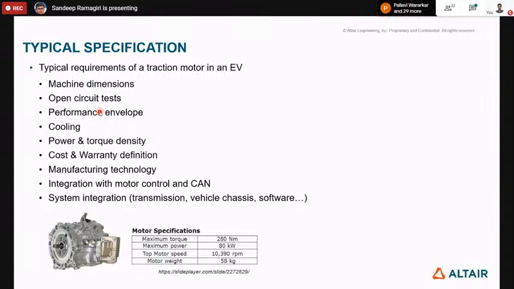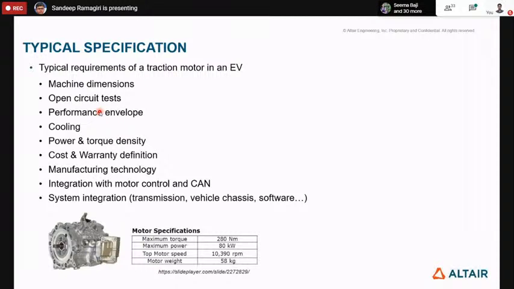Then he needs to look at the open circuit tests, basically to compute the back EMF, which gives the minimum voltage that we need to supply to the motor. Anything beyond the minimum voltage will be converted into useful mechanical energy. Then the performance envelope that we need to target, the cooling arrangement to cool the motor, the power and torque density to target, the cost and warranty definition for the motor, and the manufacturing technologies to use. You cannot design a motor which is not manufacturable at the shop floor. So you need to keep that in mind first, and then start the design.